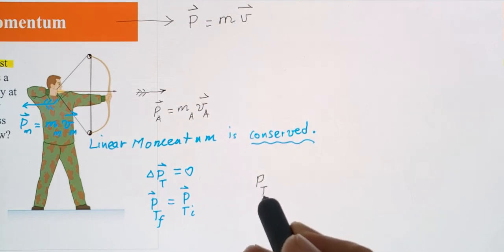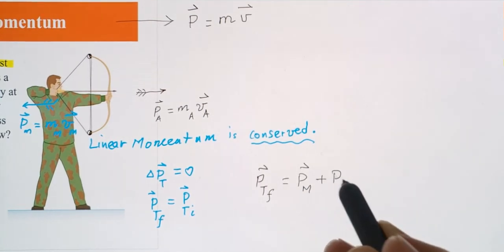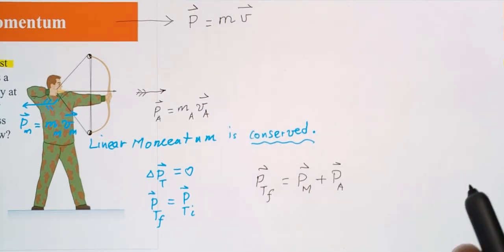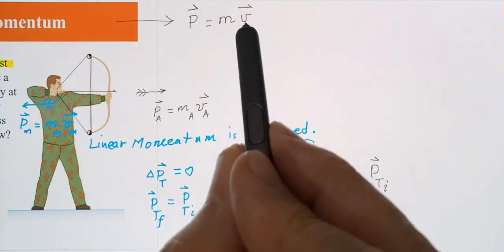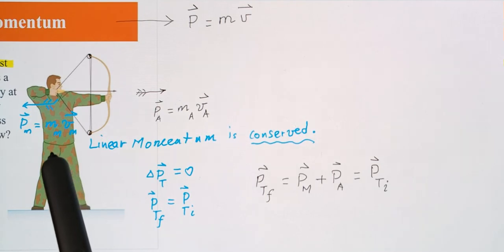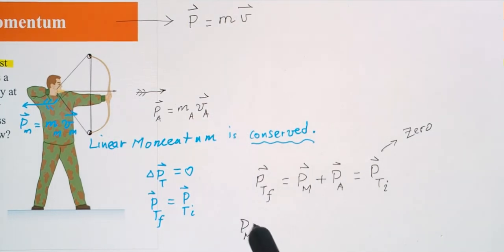What's the momentum total final? Well, it is the momentum of the man plus the linear momentum of the arrow. And this must equal total momentum initial. What was total momentum initial at the beginning? Nobody is moving, so that means we apply m multiplied by velocity when velocity is equal to zero. So for the system, initially, linear momentum is equal to zero. So then, momentum of the man plus momentum of the arrow must equal zero. That means the momentum of the man must equal minus the momentum of the arrow.